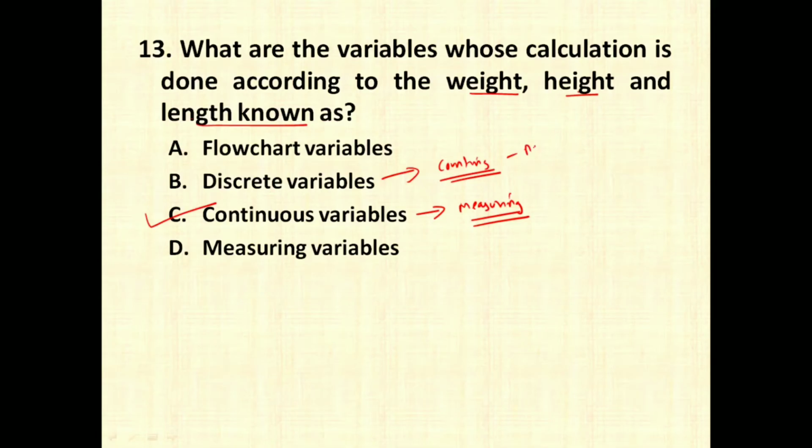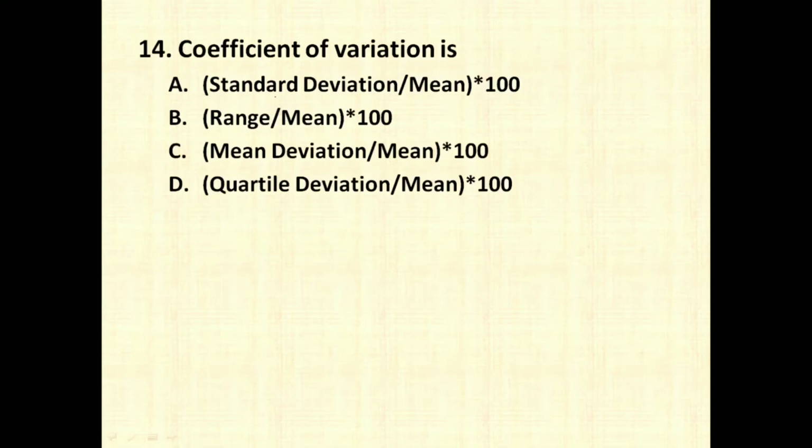For example, if I want to find out number of students in a class, then it is going to be discrete variable, which will be like 1, 2, 3, 4. And whenever I have to find out the height, weight, length, I have to measure those things, then it is called as continuous variable. Coefficient of variation is standard deviation divided by mean into 100, range by mean into 100, mean deviation by mean into 100, quartile deviation by mean into 100. So right answer is option number A, SD divided by mean into 100.